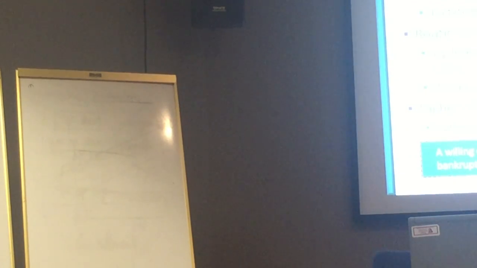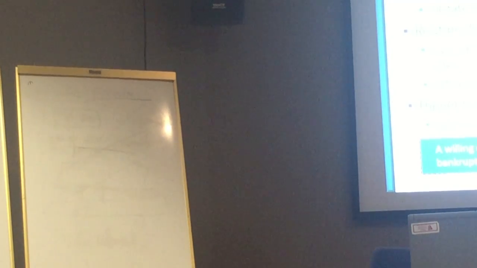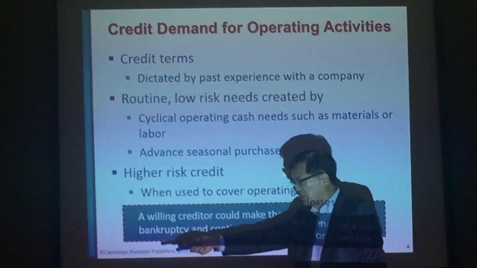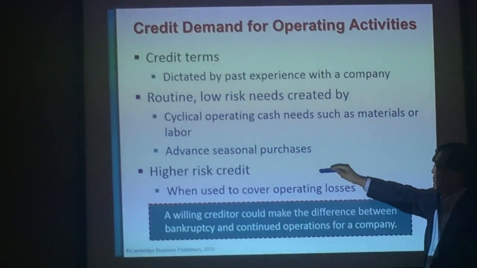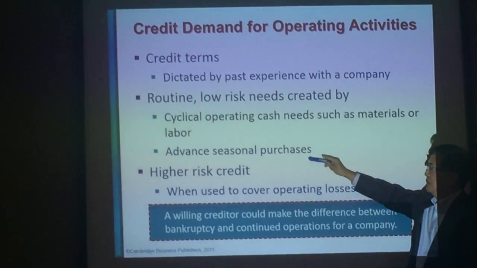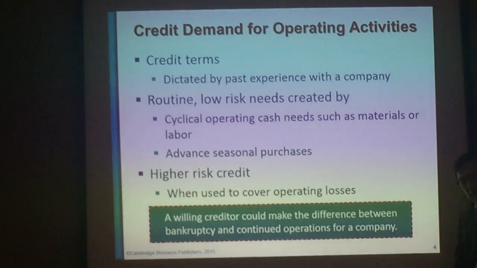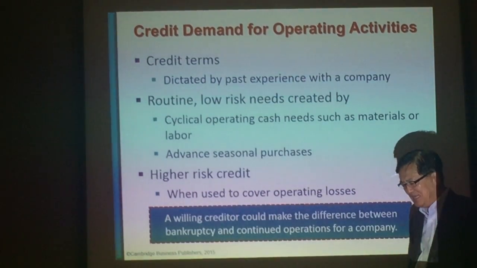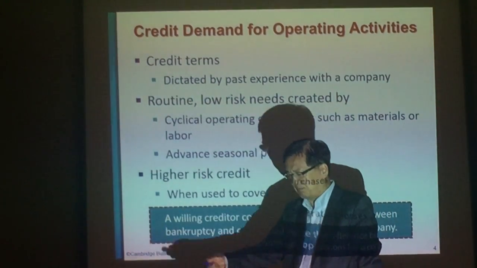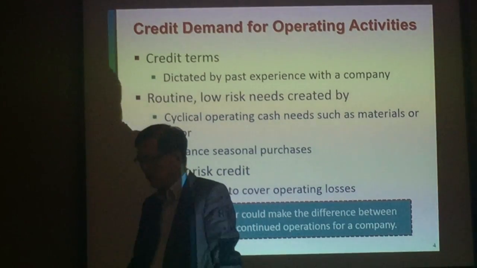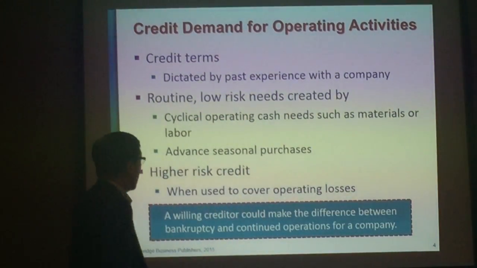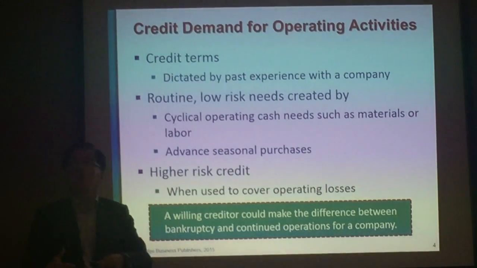Routine low risk needs, like the one I explained: bridge loan. This is the so-called bridge loan. From October to December year end, bridge loan, seasonal purchase. Operating losses. Look, I am losing money right now. I need money for operation. Can I borrow money? Well, that will cost you a lot because you are trying to cover operating losses.